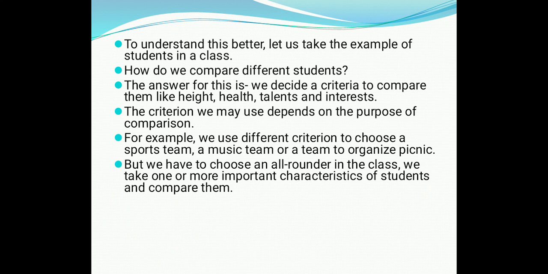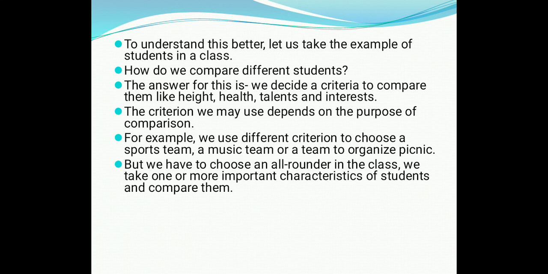The answer for this is, we decide a criterion, some parameter to compare them, like height, health, talents and interests. We compare their heights, who is taller, who is smaller. We compare their health sometimes, who is healthier than the others, who is more talented than others, what are their interests. All these things we take as parameters to compare the students of a class.